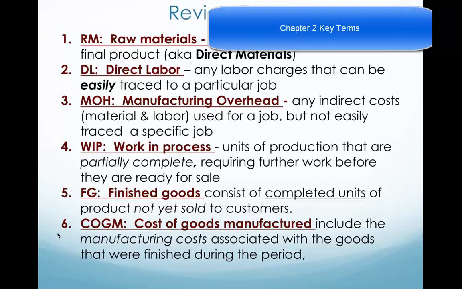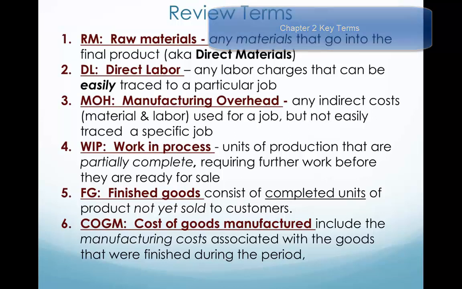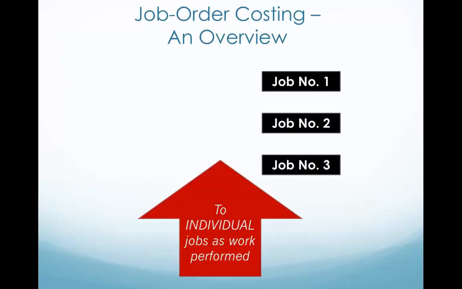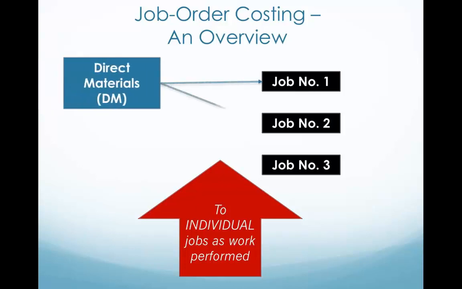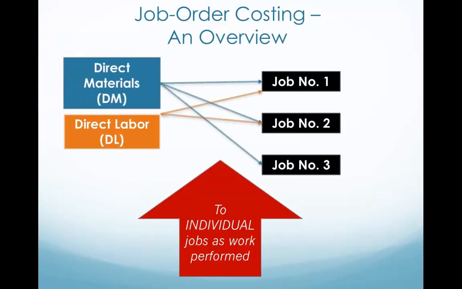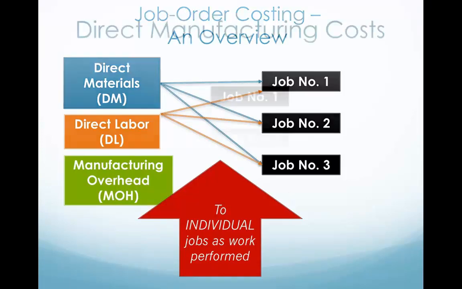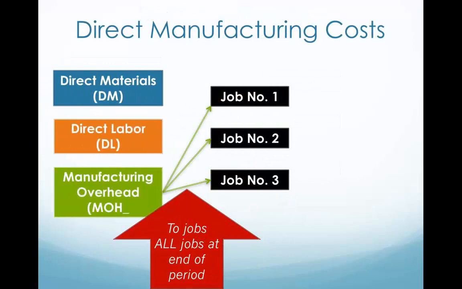Material, direct labor, manufacturing overhead, work in process, finished goods, cost of goods manufactured, as well as cost of goods sold, which we've covered. So we'll start here. Okay, so this shows you that direct material, direct labor, and manufacturing overhead can be applied to the individual jobs. Direct material and direct labor are applied to the individual jobs as they occur, and then the manufacturing overhead is applied at the end of the period, as shown here.